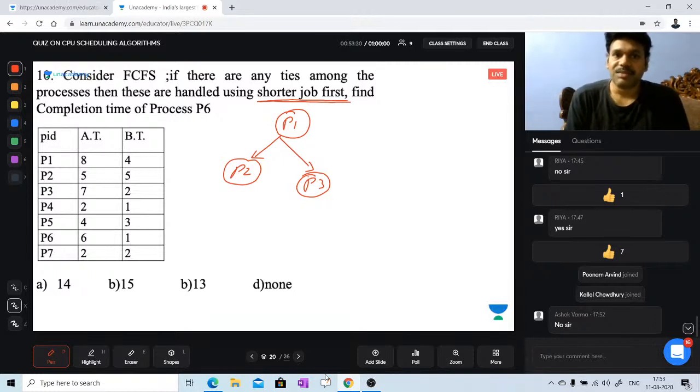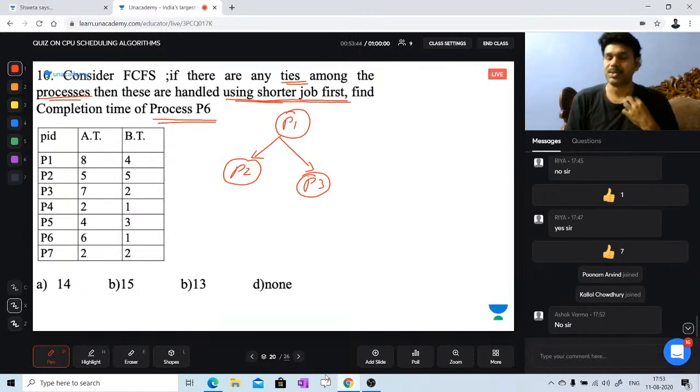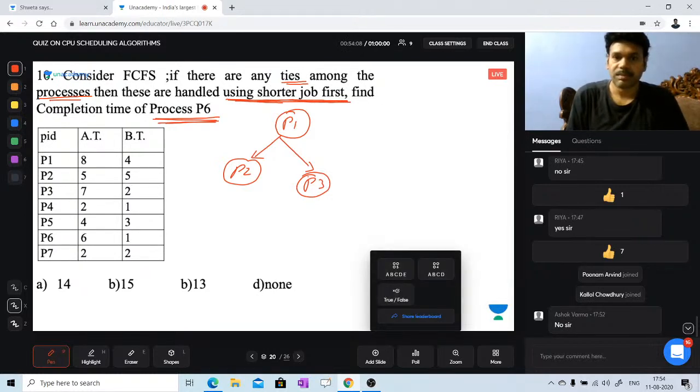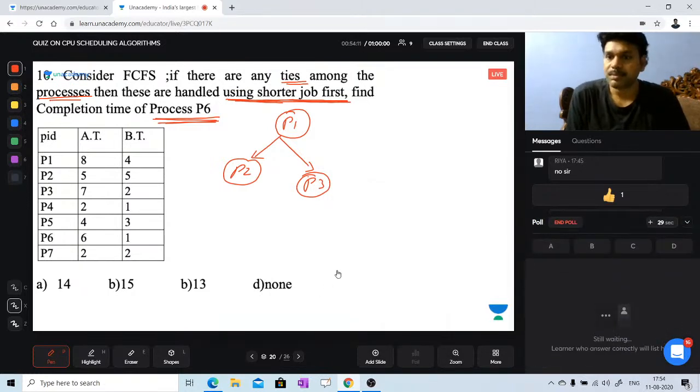Consider FCFS. If there are any ties among the processes, then these are handled using shortest job first. Find the completion time of your process P6. The next question is the graph question, so please stay away. This is a direct question only. If any tie is handled using shortest job first, what is the completion time of process P6? So take the poll.